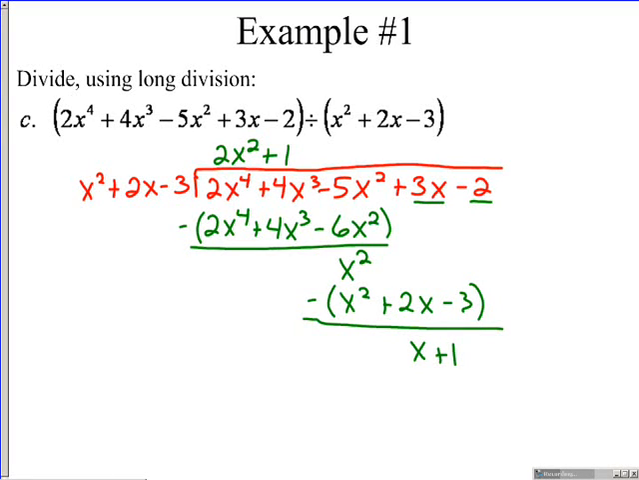Now, as soon as you get something that you are left with down here which is of less degree than what you are dividing by, here we're dividing by a degree 2 polynomial, and here we only have degree 1, this now represents your remainder. So as soon as you get a less degree polynomial than what you're dividing by, that is your remainder. And we write our remainder as a part of the divisor. So our remainder is x plus 1 over x squared plus 2x minus 3.